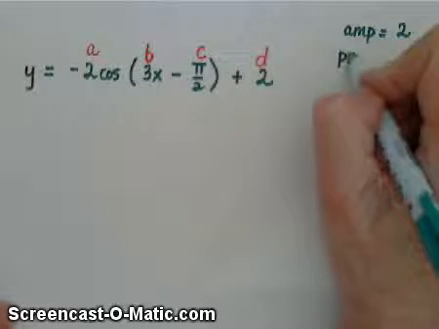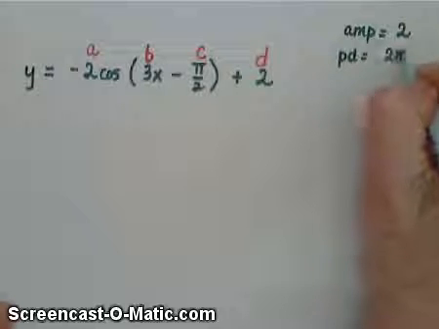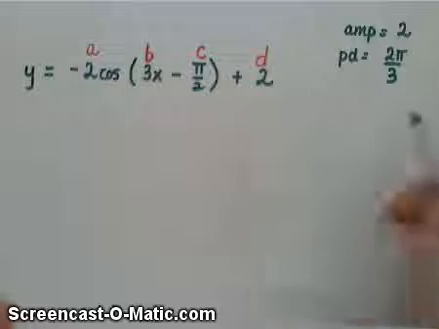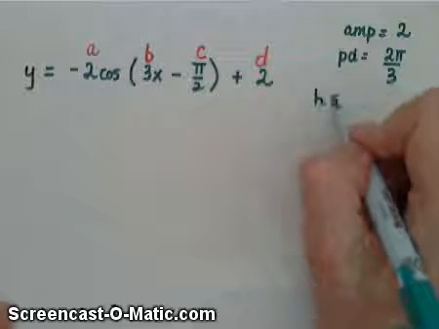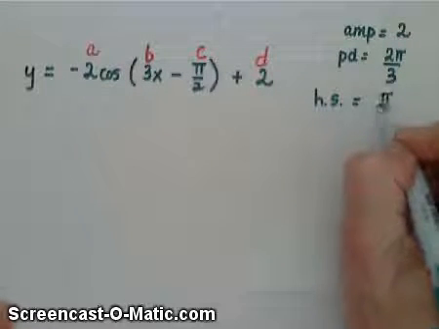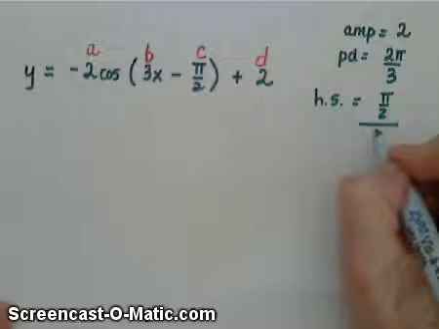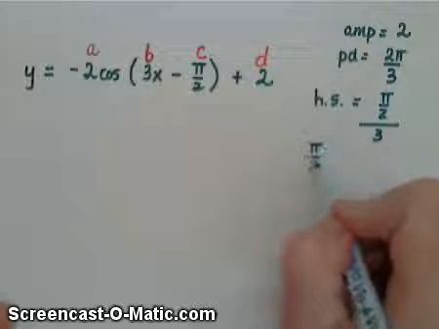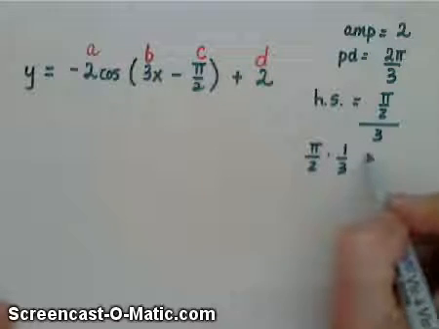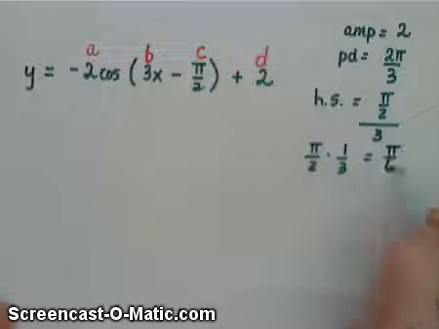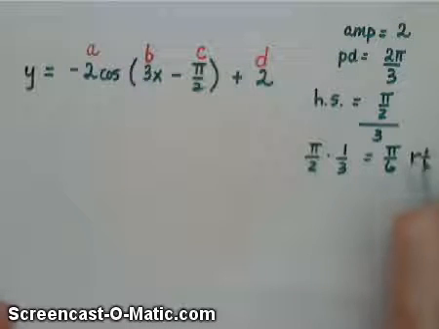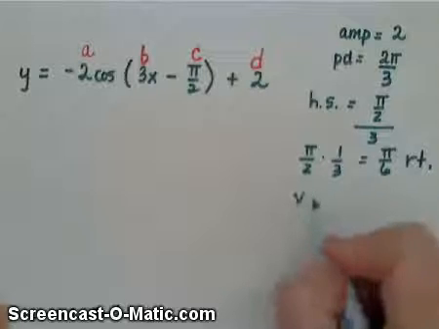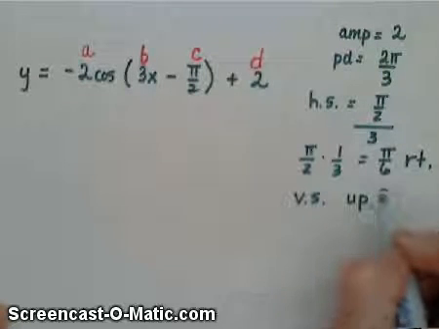The period is 2 pi divided by B, which is 3. 2 pi divided by 3 is an unusual period. The horizontal shift is pi over 2 divided by 3, which is pi over 2 times 1/3. Let me write that here for you, which is pi over 6. So we're going to shift it pi over 6. It says minus, so let's put that we're going right, pi over 6 right. And then finally we have a vertical shift up 2.